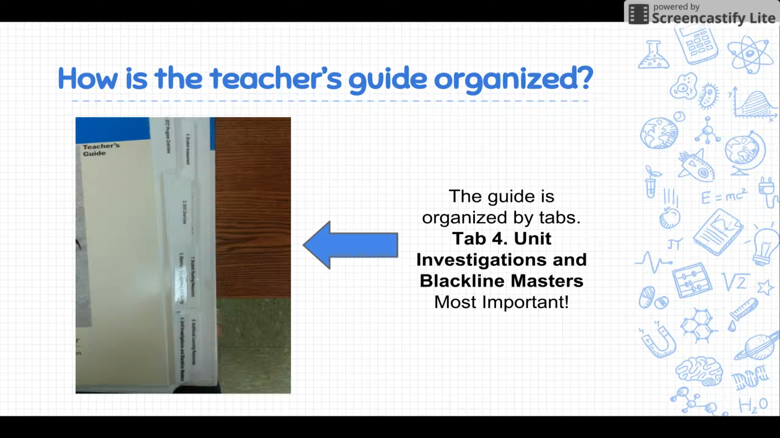How is the teacher's guide organized? Well, it's organized into tabs. And tab 4 is the most important tab. This is where the actual lessons and the worksheets are that you're going to photocopy for the students.